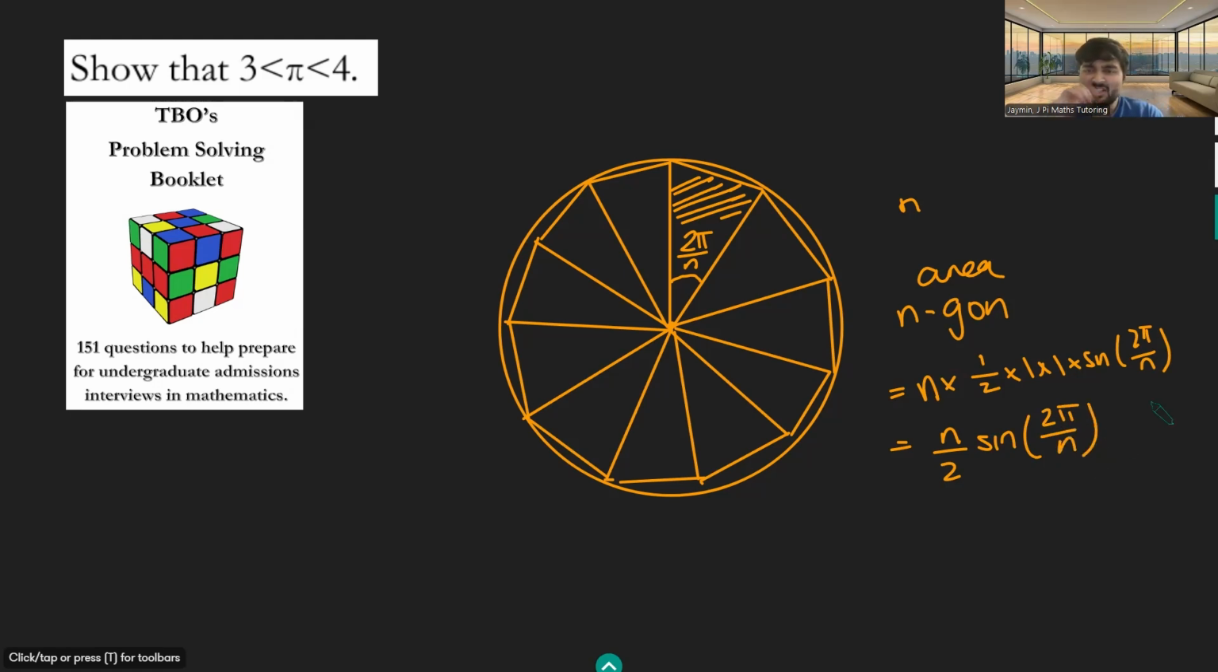Okay, great. So now I just need to play around with values of n until this thing gets to be 3 or bigger. And now the only issue is, at least in an interview, you're not given a calculator. In an ideal world, you probably just make n a million, right? Because as you make n bigger and bigger, this n-gon fills up more and more of the circle. But of course, I don't know off the top of my head what sine of 2 pi over a million is. And it's going to be a very small number.